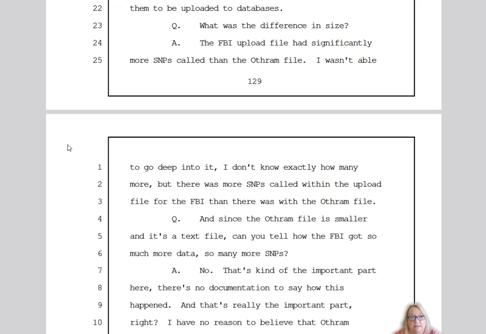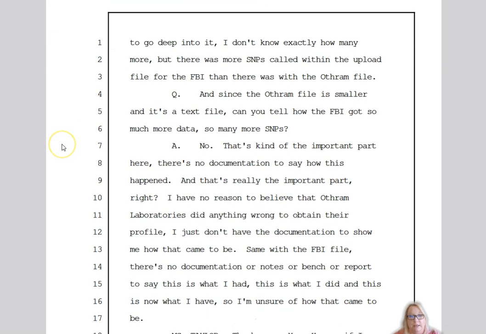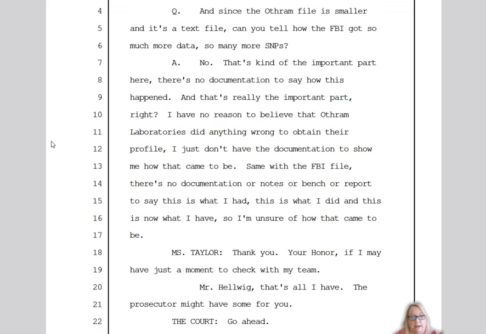What was the difference in size? The FBI upload file had significantly more SNPs called than the Othram file. I wasn't able to go deep into it. I don't know exactly how many more, but there was more SNPs called within the upload file for the FBI than there was with the Othram file. She says, and since the Othram file is smaller and it's a text file, can you tell how the FBI got so much more data, so many more SNPs? Because remember, the computer's reading the thing and then pulling them.